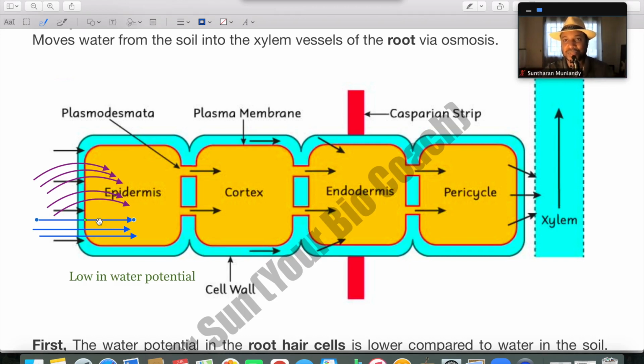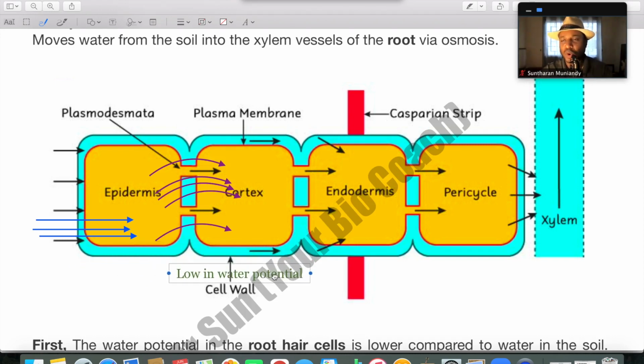Now what happens after that? The cortex will be doing active transport. They will pump mineral salts and ions from the epidermal tissue into the cortex via active transport against the concentration gradient. That causes the cortex to be always low in water potential, which makes water from the epidermis diffuse into the cortex via osmosis.